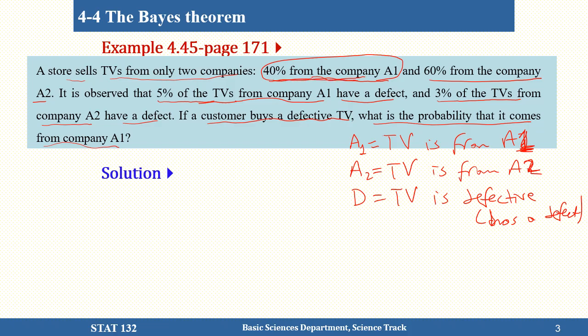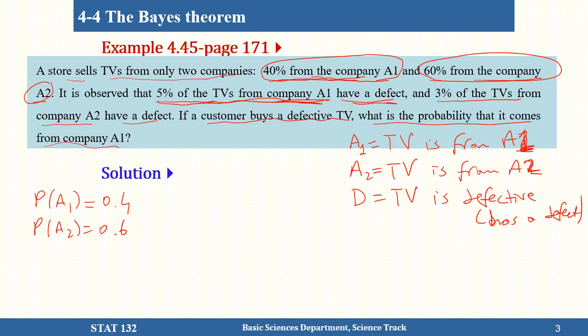Okay, 40%. Since 40% of the TVs are from A1, if you buy a TV, the probability that it will be from A1 is 0.4, and 60% is A2, so the probability of A2 is 0.6. And it's observed that 5% of the TVs from company A1 have a defect.